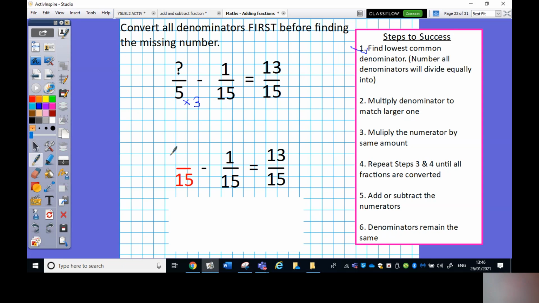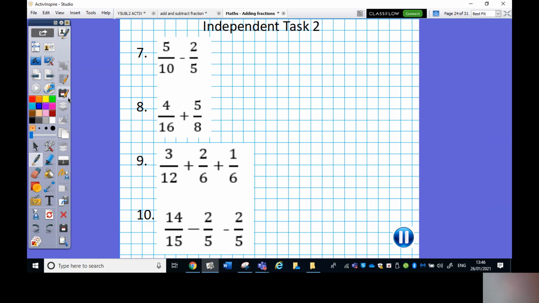So what could this be if I take 1 away will give me 13? Tell me. Okay, let's see if you're right. 14/15 take away 1 equals 13/15. Yeah, well done. 14 take away 1 equals 13, and we have the same denominator. Good job.